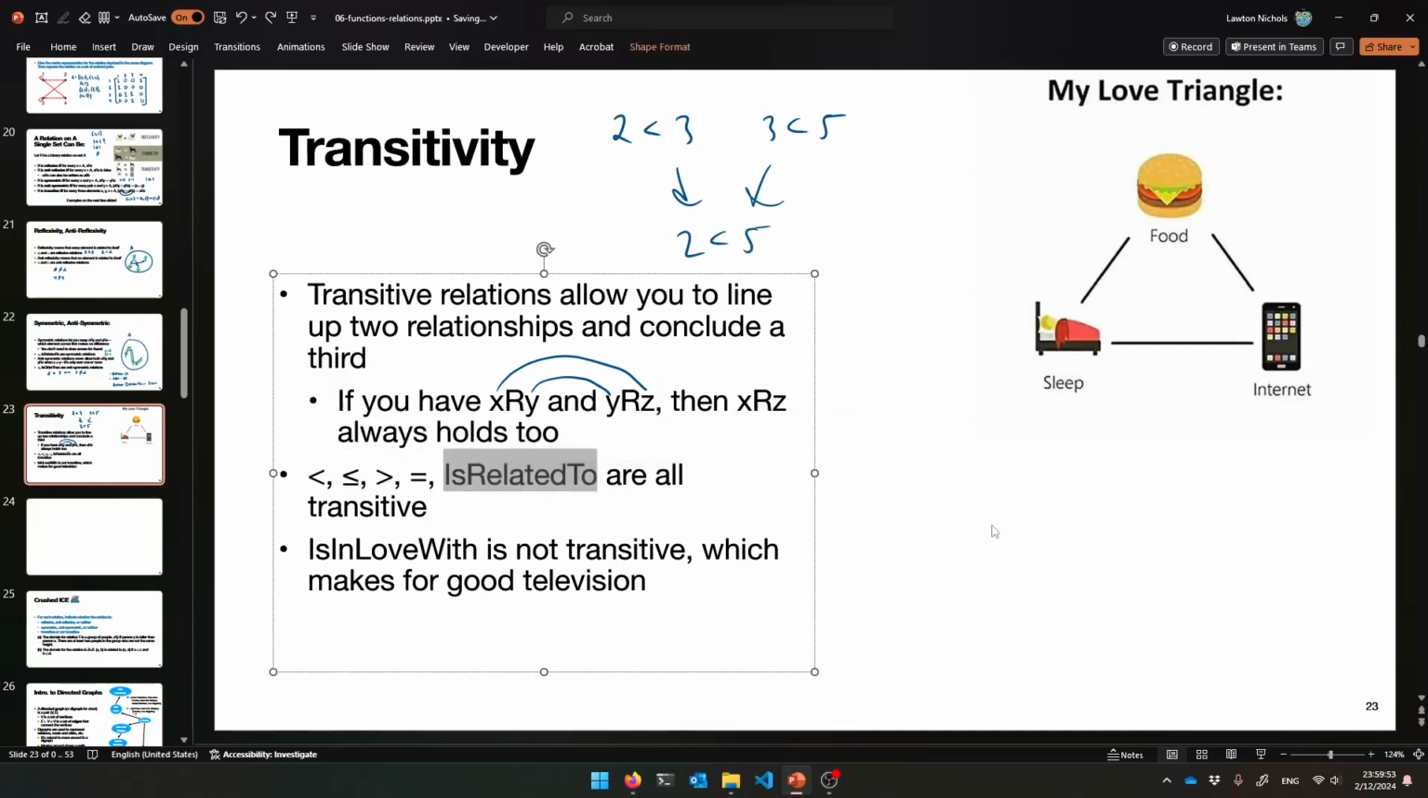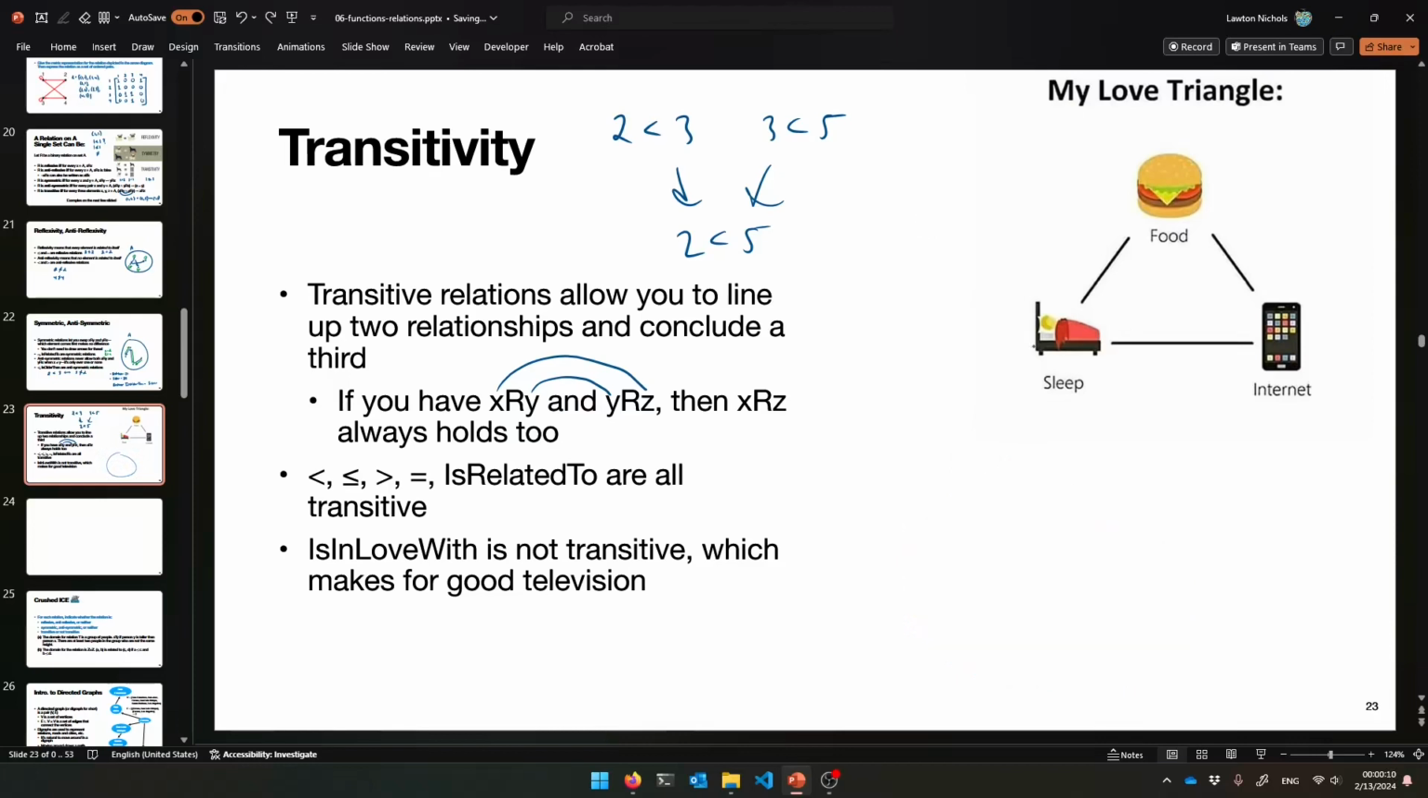Is related to is also a transitive relationship. If I'm related to my sister and my sister's related to my mom, then I am, of course, related to my mom. You can go in that order. It's totally fine, all right? There's some way for you to get there, okay? So this is essentially what transitivity means.